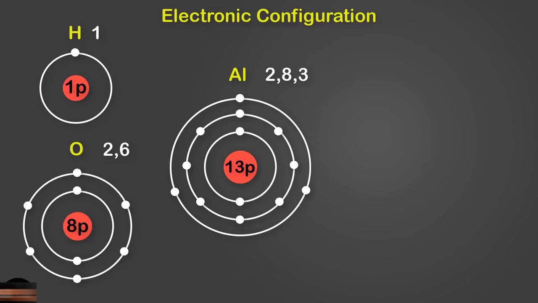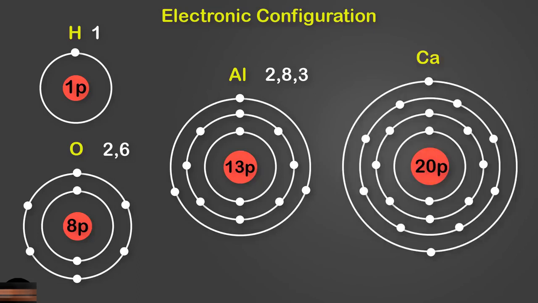And let's also look at calcium, which is in the fourth period with atomic number 20. And as you can see, its electron configuration is 2, 8, 8, 2. So as expected, calcium in the fourth period has 4 shells.